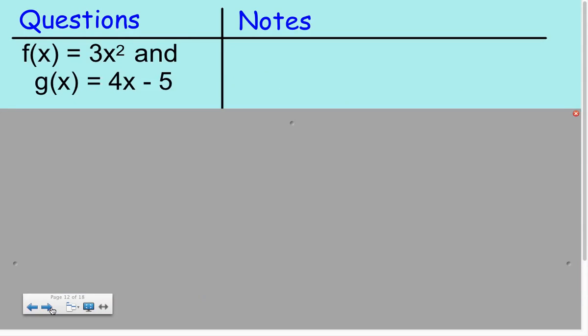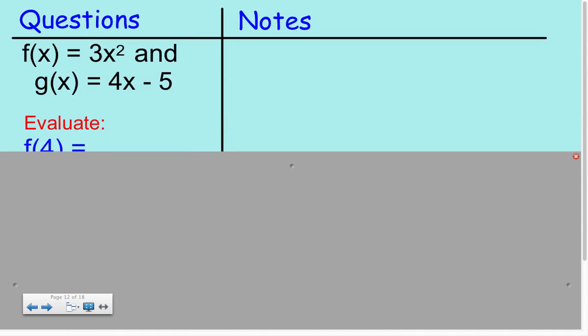All right. Now we've got two equations we're going to be working back and forth between. F of x equals 3x squared, and g of x equals 4x minus 5. Now you'll notice that g of x is different than some of the examples we did on the last page. Even though it's g instead of f, it's still representing a function. It doesn't matter which letter is on the left.